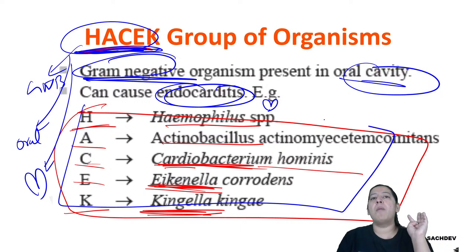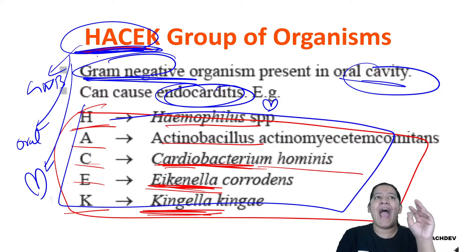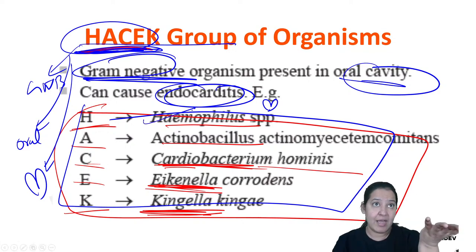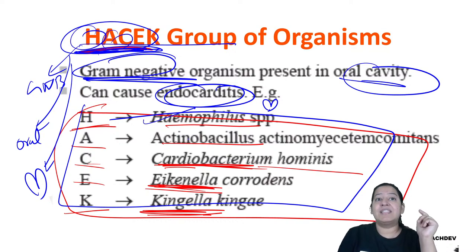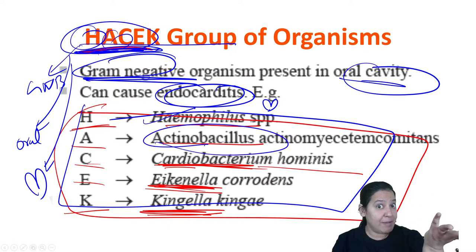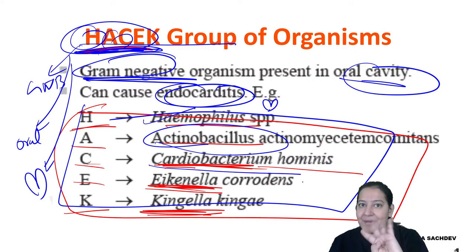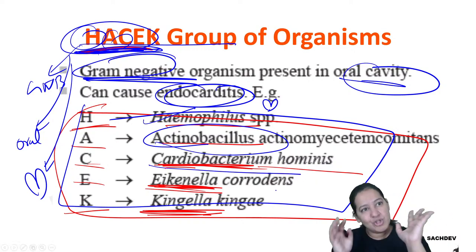You should know the full form. A simple MCQ will come on this: what is included in the Hasek group and what is not. So you will get the options. H is for Haemophilus, but H is also for H. pylori, so you should know H. A is for Actinobacillus, but A is also for Anthrax, so you should know A. C is for Cardiobacterium, not Corynebacterium, not Clostridia. So you should know C.